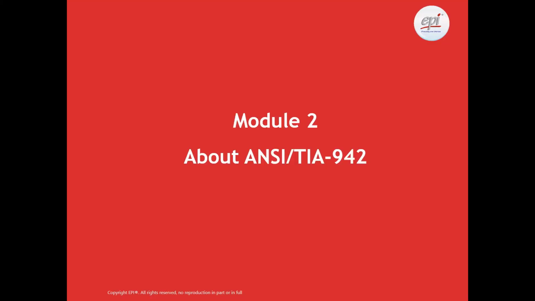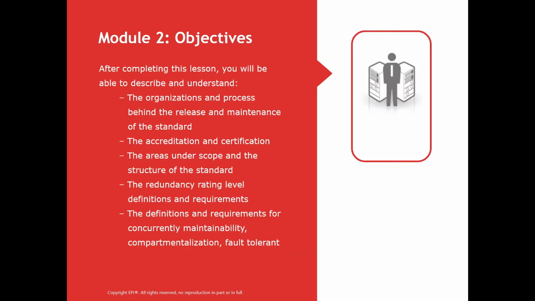Under Module 2, we'll have a good look at the system and how it was developed. As we can see on this slide here, we will look at the organization and the process behind how we release and maintain standards. We'll look at the accreditation systems that are put in place. We'll look at the areas under scope. We'll look at the various redundancy definitions and requirements to greater depth. And we'll look at various definitions and requirements around the critical terms: concurrent maintainability, compartmentalization, and fault tolerance.